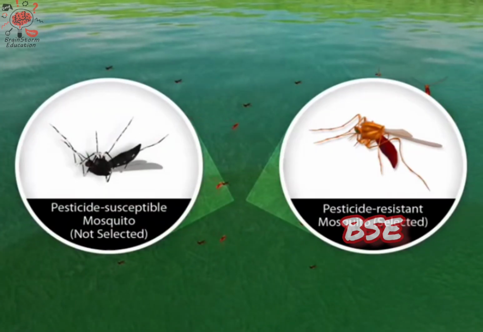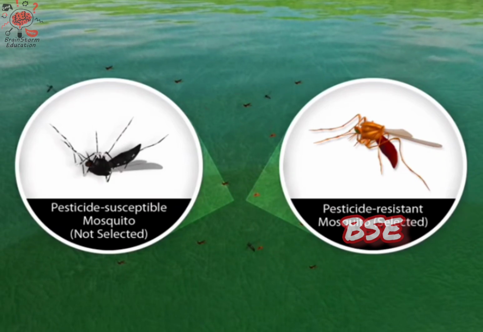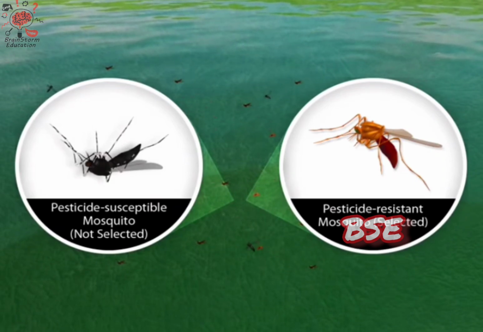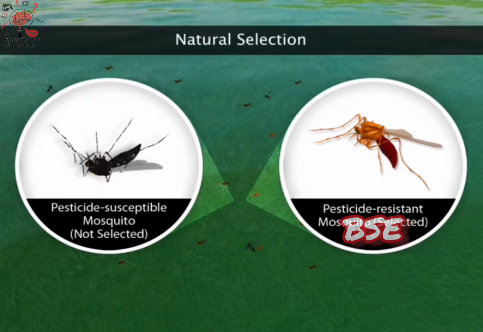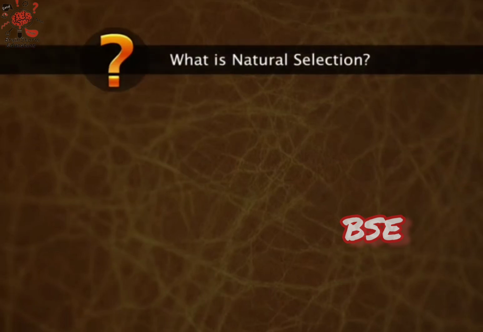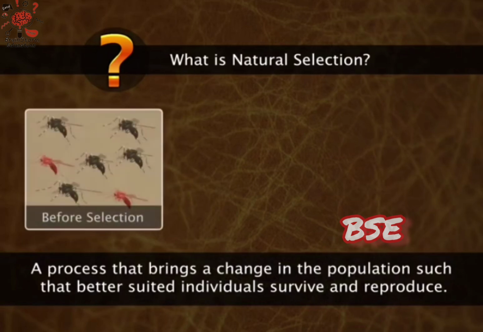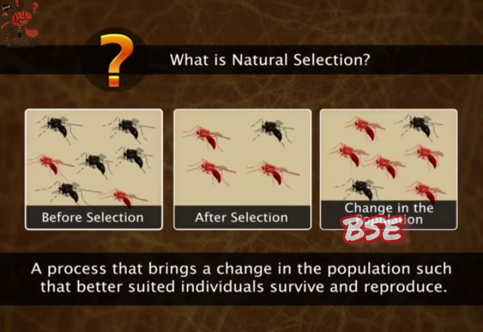It is evident from this example that nature selects the best adapted individuals to survive and reproduce. This is the essence of the concept of natural selection. Natural selection is defined as a process whereby the environment influences a population's genotypic and phenotypic characteristics such that better suited individuals survive and reproduce.